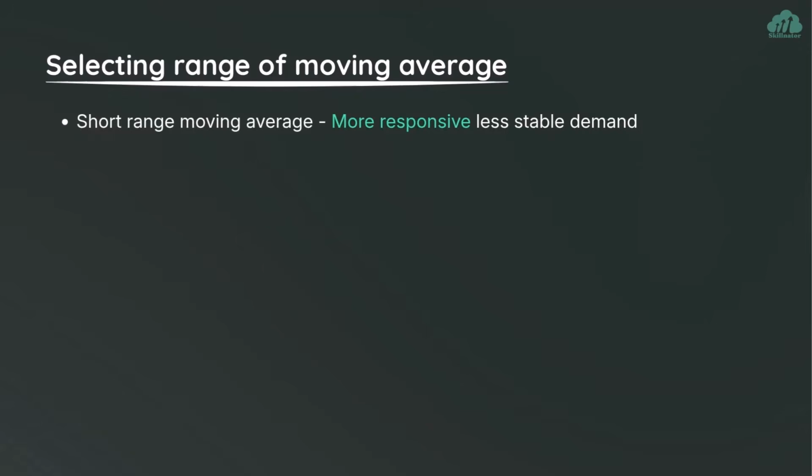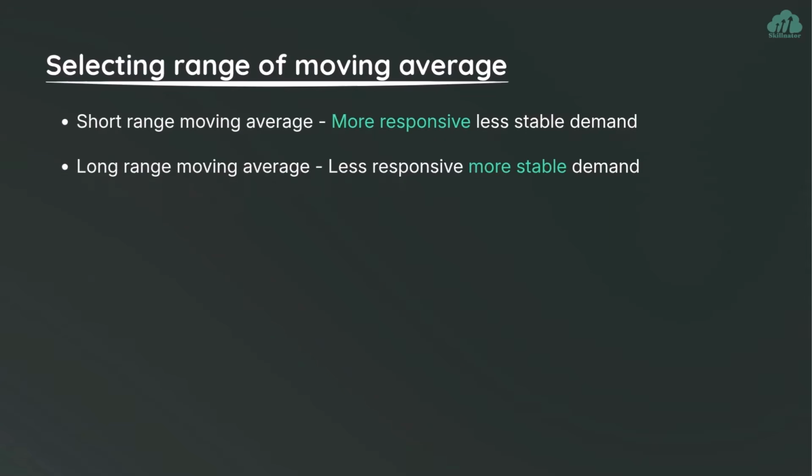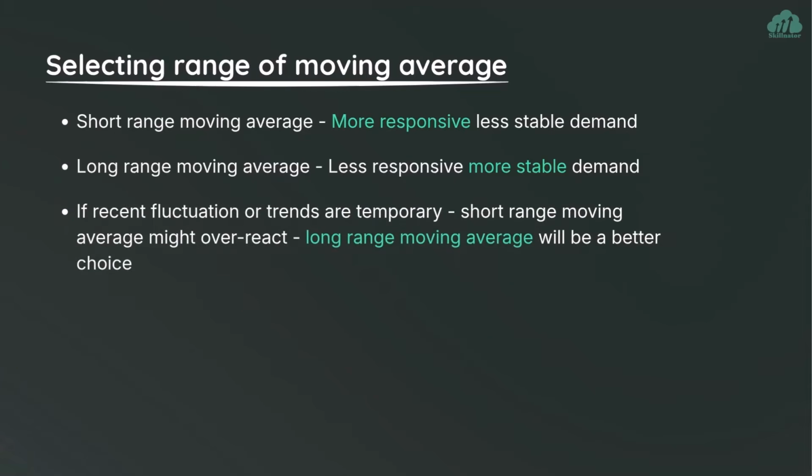A shorter moving average reacts quickly to demand changes, and it's more responsive. A longer moving average smooths out sudden changes and is more stable. The range of average needs to be selected carefully because there are pros and cons on both sides. If a recent spike in demand is temporary or driven by a one-off event, then using a short-range moving average might overreact to these demand spikes and might result in an over-forecasted demand.